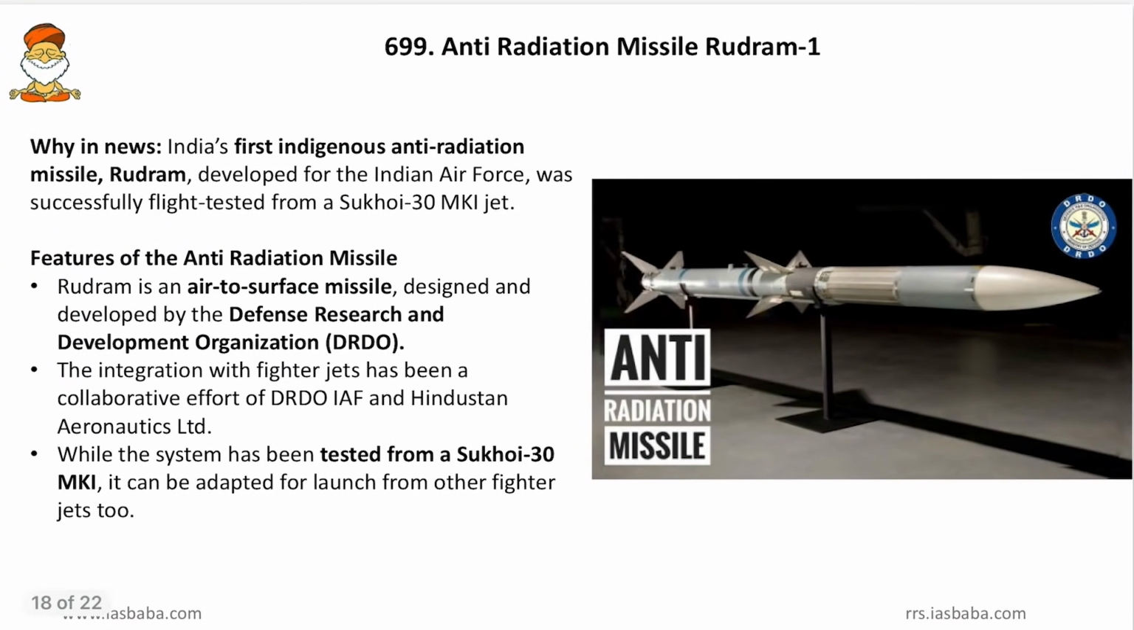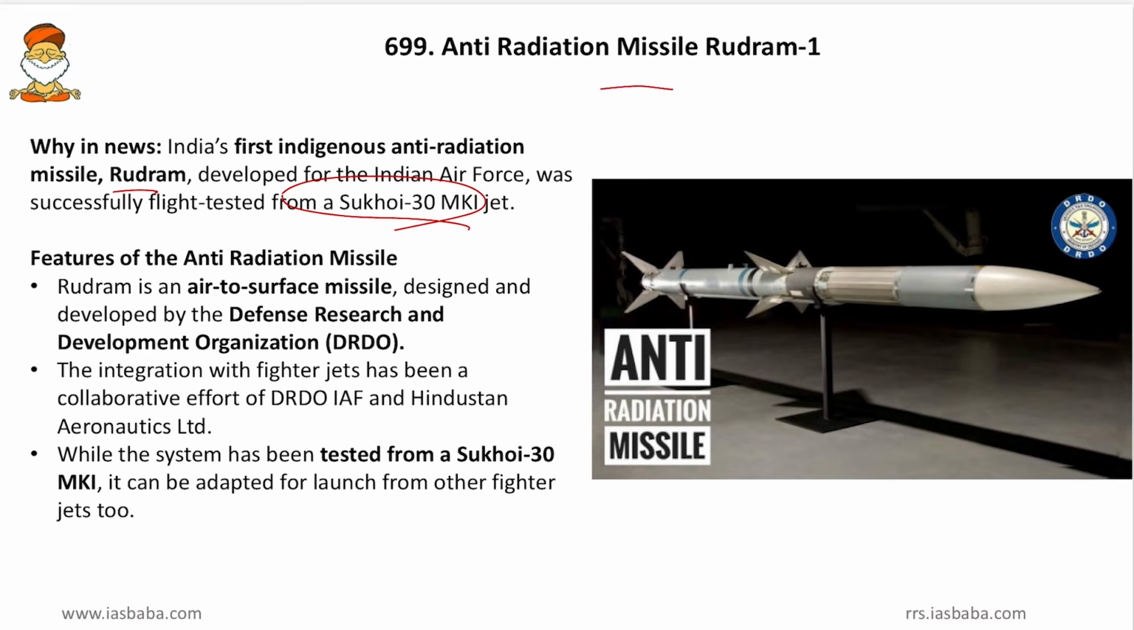Then come to the next one, the anti-radiation missile, that is the Rudram 1. Friends, anti-radiation missile means that which acts against the radiation. We will see how it works. Friends, before that, why was it in the news? Because India's first indigenous anti-radiation missile Rudram, developed for the Indian Air Force, was successfully flight tested from a Sukhoi 30 MKI jet. Friends, it was tested from this Sukhoi jet, and that is why it becomes important. The first test was carried out.